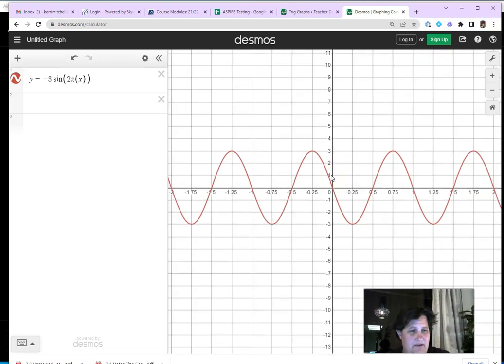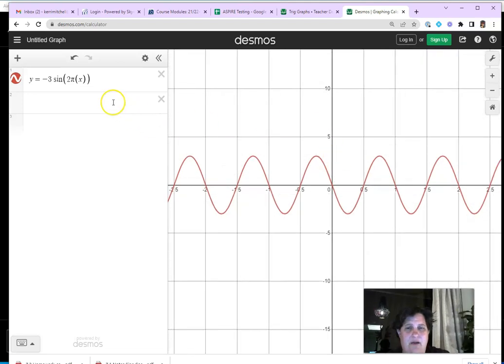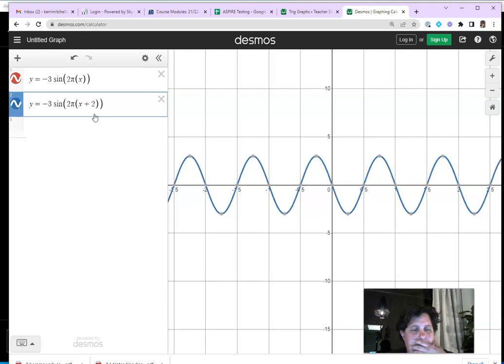Okay, now let me zoom out a little bit. Now look at what happens when I take this exact same equation in a different color, but what I'm going to do is put plus 2. You don't see a difference. Plus 1. You don't see a difference.